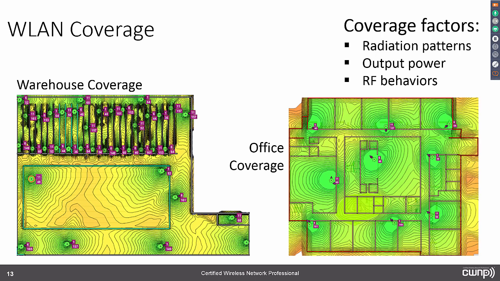Now on the left side, you'll notice we have something very different. This is a warehouse with several different storage racks that you can see, a walled area in the middle of the warehouse, a small little break room in the lower right portion of the warehouse as well. And you can really see from this the impact of the environment on RF propagation.